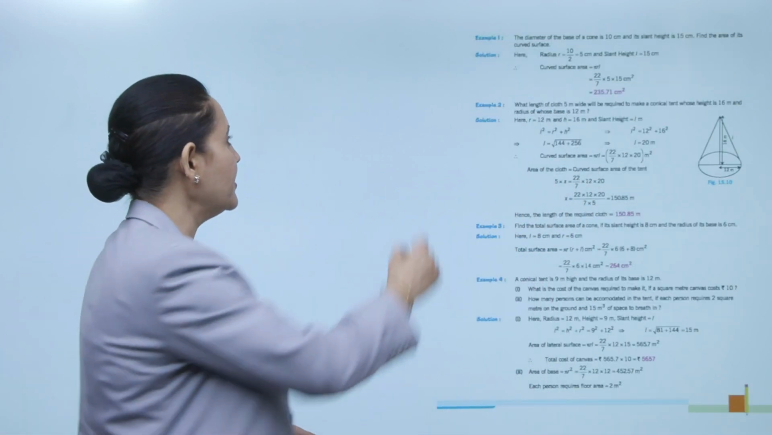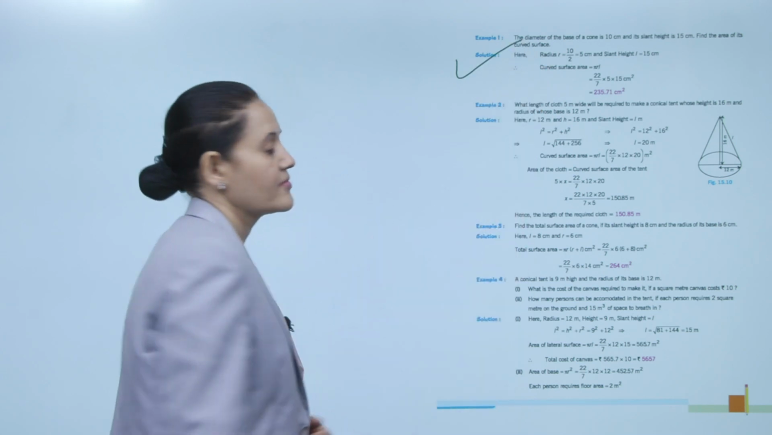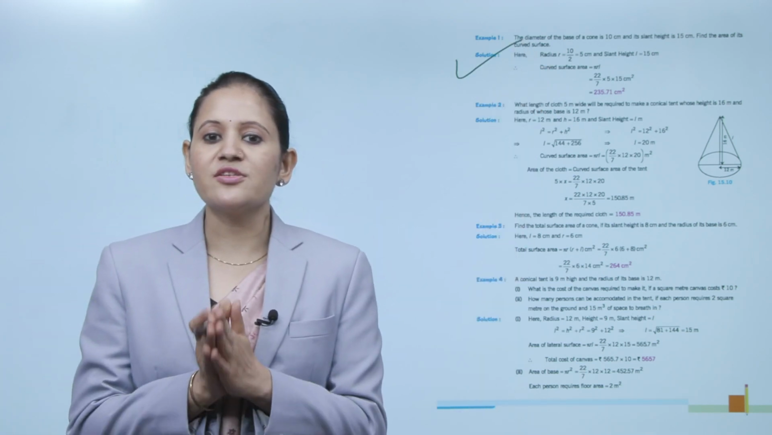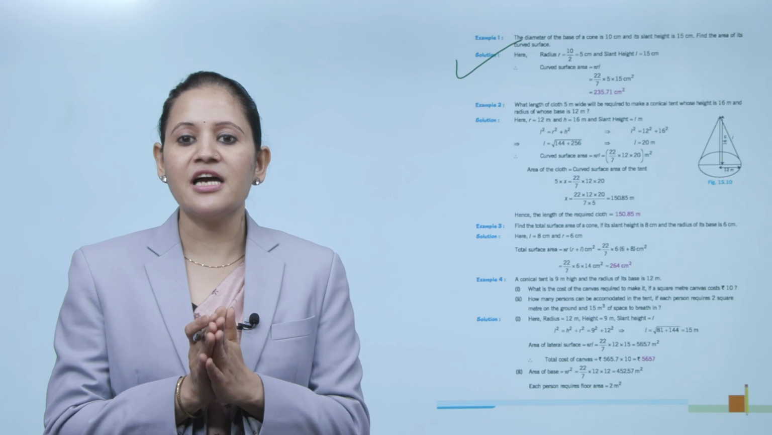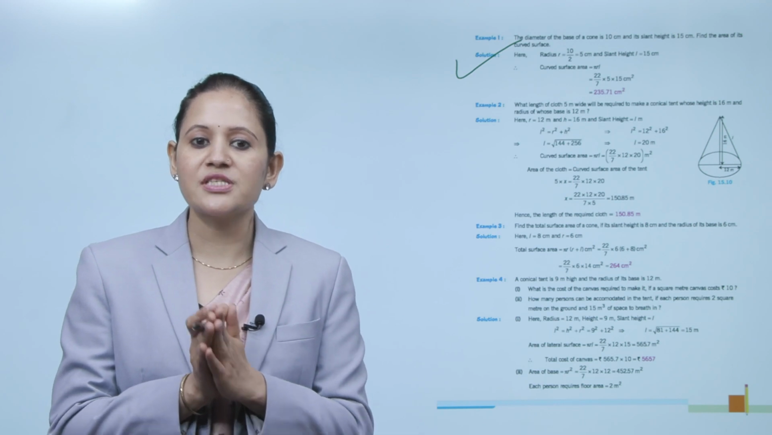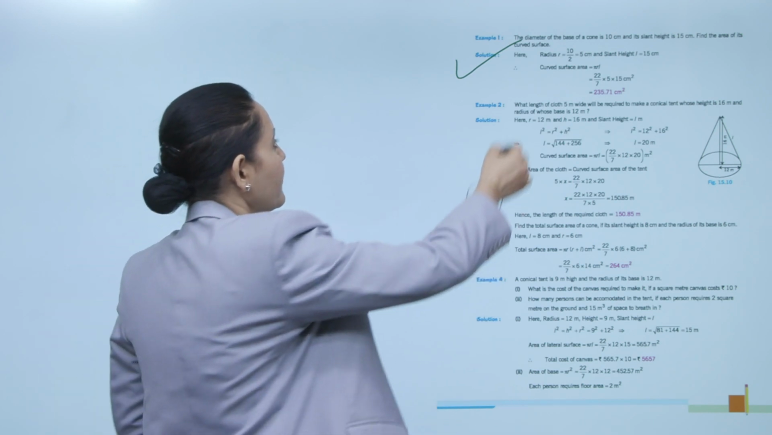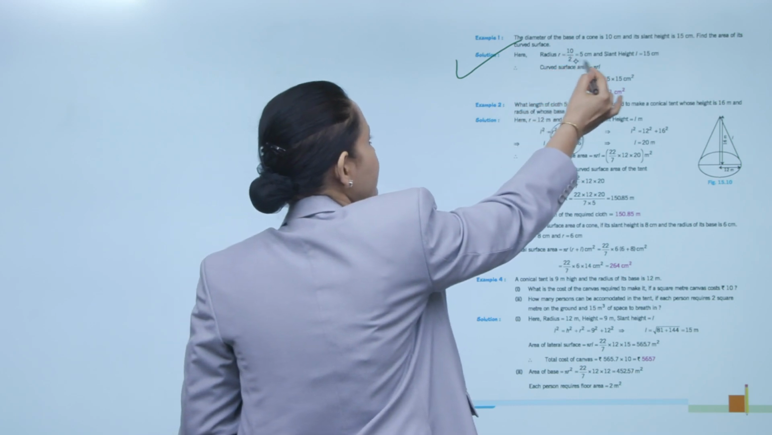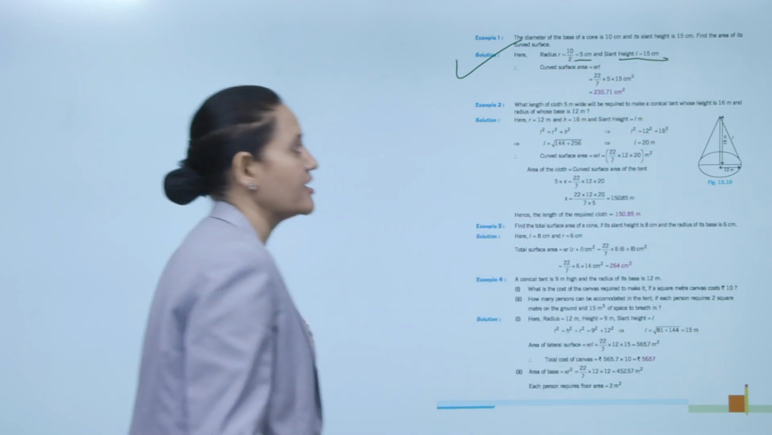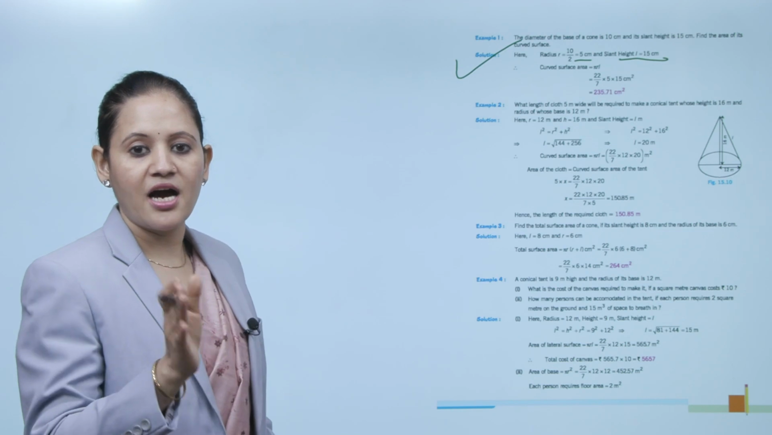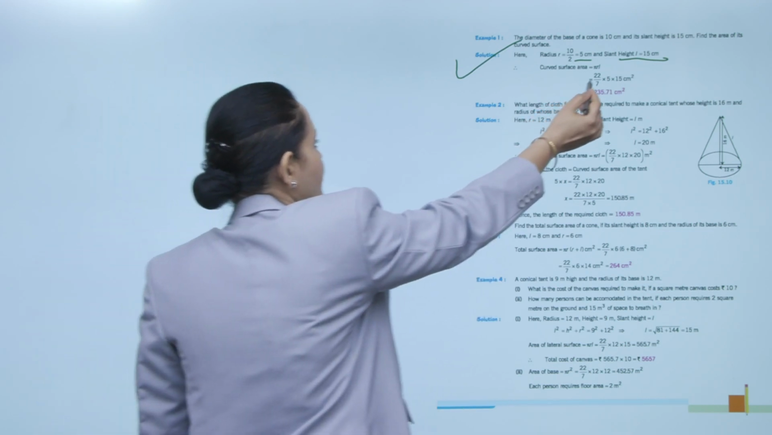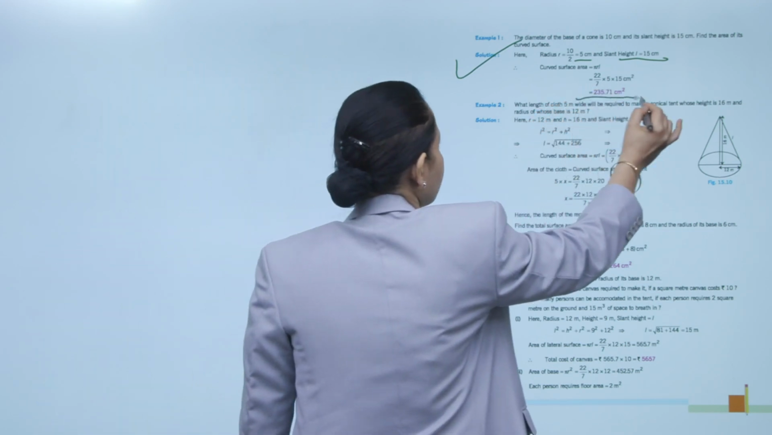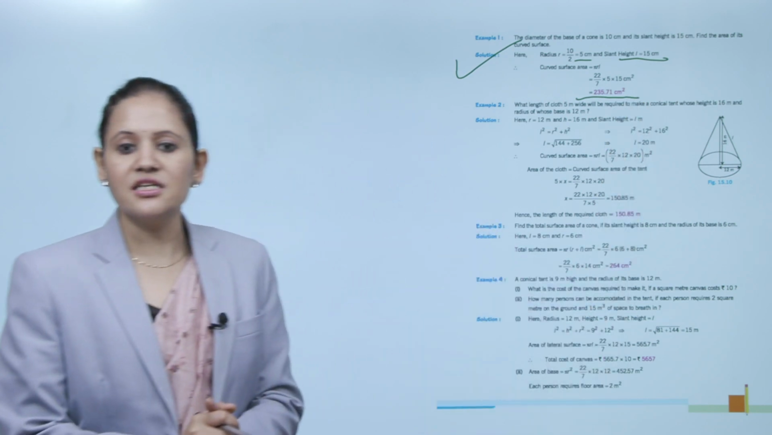Now we'll take an example. The diameter of the base of the cone is 10 centimeter and the slant height is 15 centimeter. Find the area of its curved surface. So we'll find out r, that is 10 by 2, 5 centimeter. Slant height is given as 15 centimeter. Curved surface area is pi r L. 22 upon 7 into 5 into 15, that is 235.71 centimeter square.